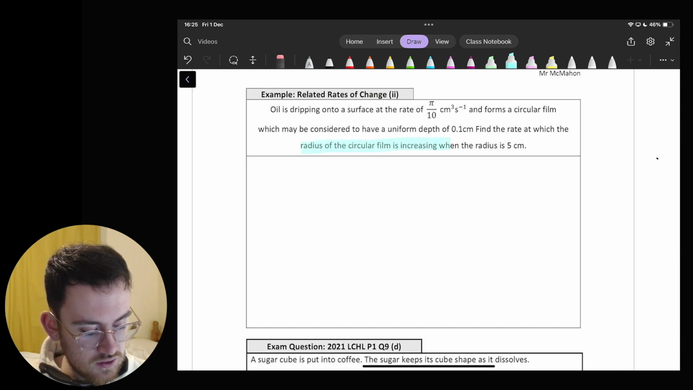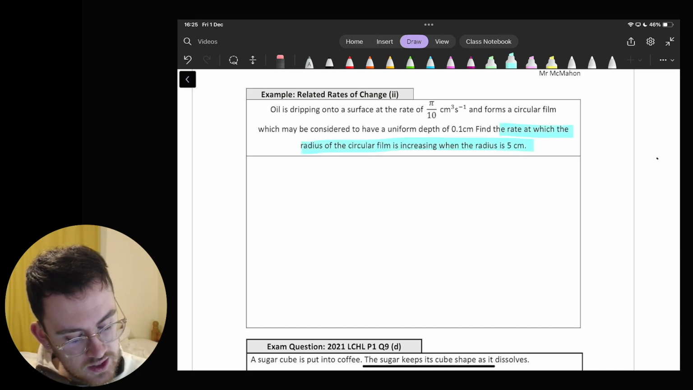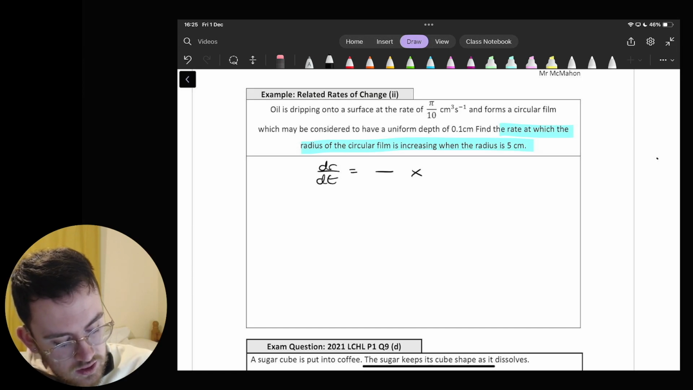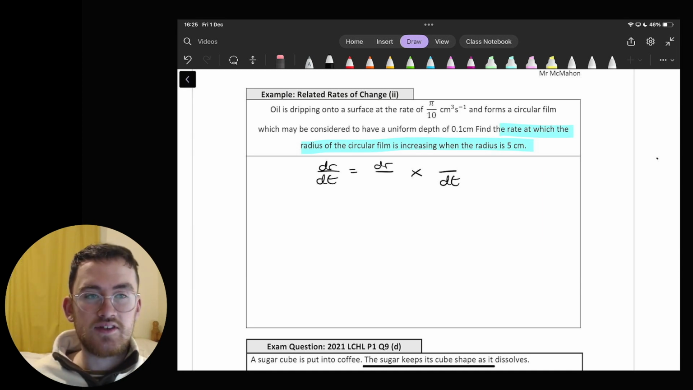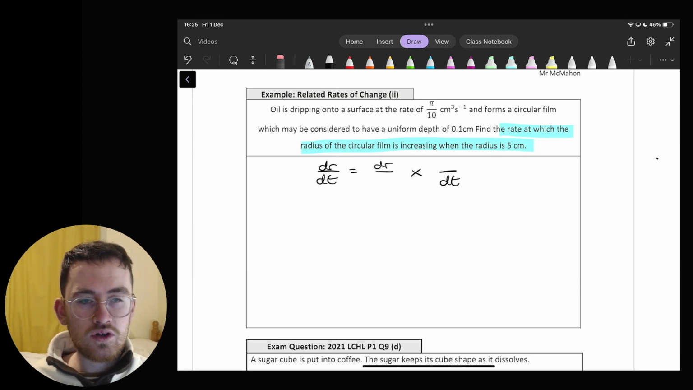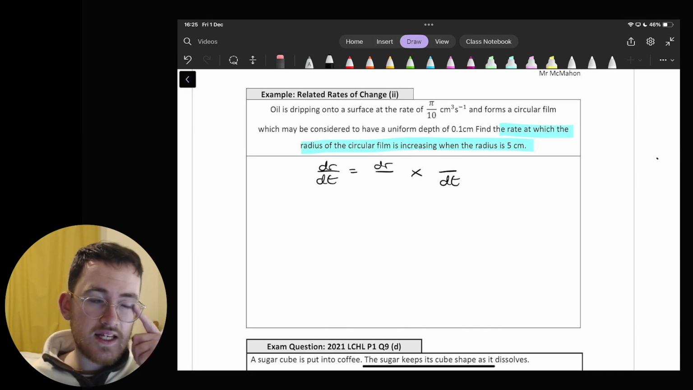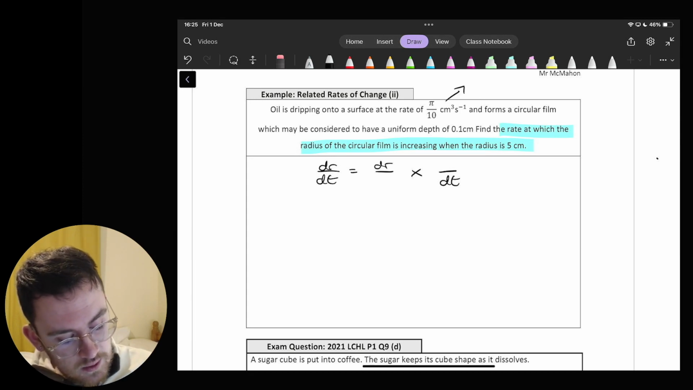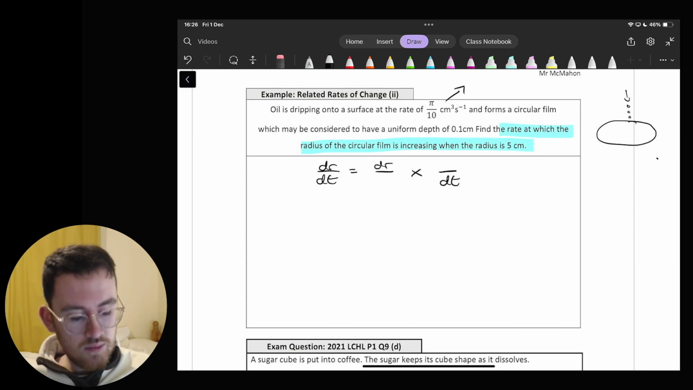Okay, rate at which the radius is increasing, same as the last question, we're looking for dr/dt. So to find dr/dt, I need to make use of two different formulas, and I need to have dr up here, and I need to have dt there. We're told oil is dripping onto the surface at a rate of pi over 10 centimeters cubed per second. If we think about what's happening here, I have a circular thing and oil is dripping down onto that, and it's building up.